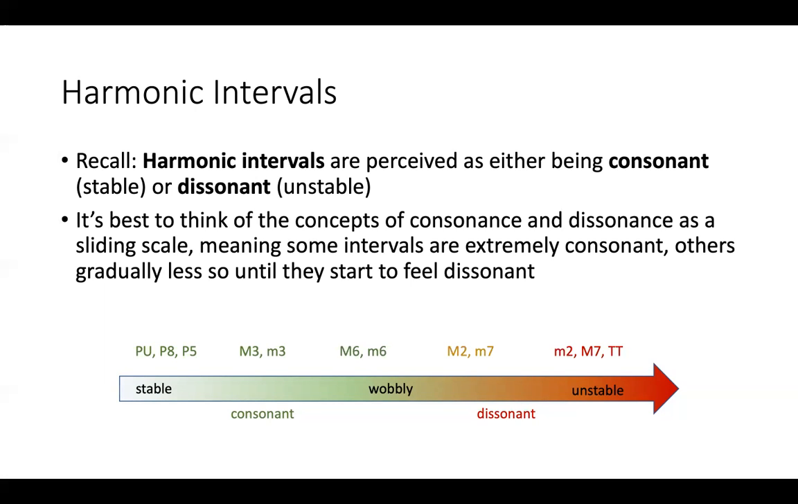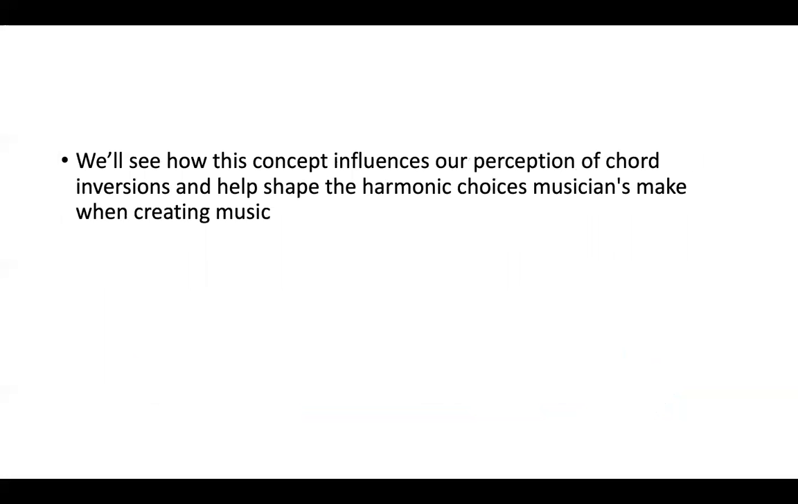But what about the perfect fourths? Well, the perfect fourth, when found above the bass, is generally regarded as consonant. But when we find it against the bass, we generally think of it as a dissonant interval. We'll explore what this means later on in this unit. We'll see how this concept influences our perception of chord inversions and helps shape the harmonic choices musicians make when creating music.